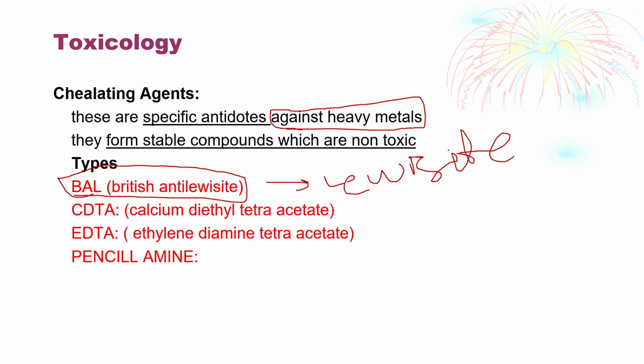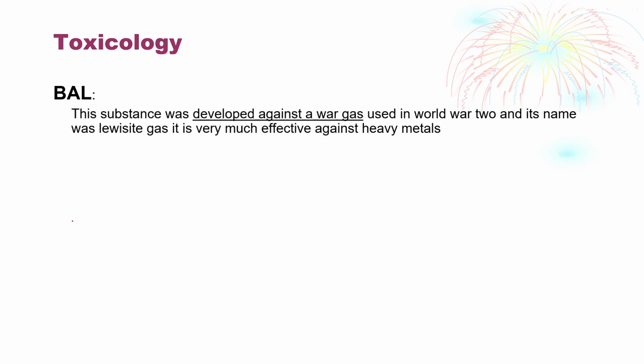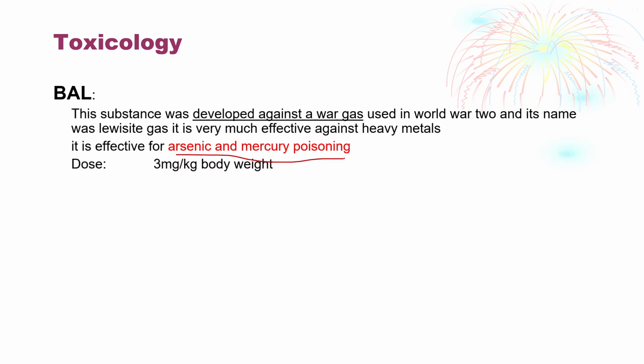Lewisite. We'll be discussing what Lewisite gas is and how British anti-Lewisite (BAL) has been introduced for that specific type of poison that has been used inside missiles and bombs. BAL, as I told you, was discovered in the World War for a very specific type of gas, and it's very effective against arsenic and mercury.